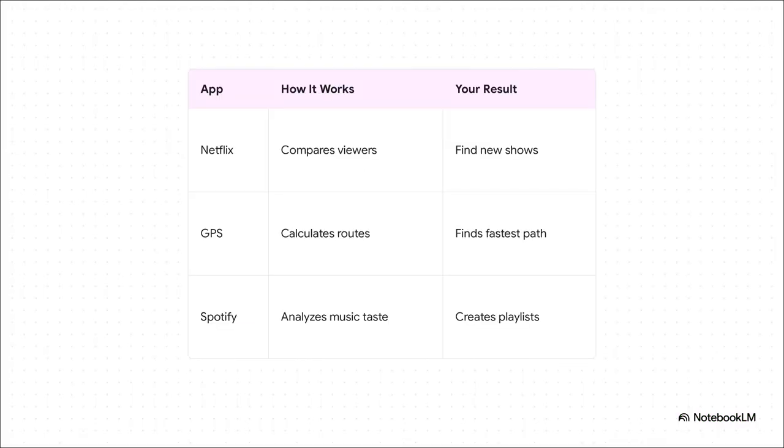I mean, really think about it. When Netflix suggests a show, it's not a lucky guess. Its algorithm is looking at everything you've watched and comparing it to what millions of other people with similar tastes like. When you use your GPS, it's running a nonstop algorithm, checking traffic, finding the absolute fastest way to get you there. And Spotify's Discover Weekly? That's a masterclass in algorithmic playlist making, all based on your taste.